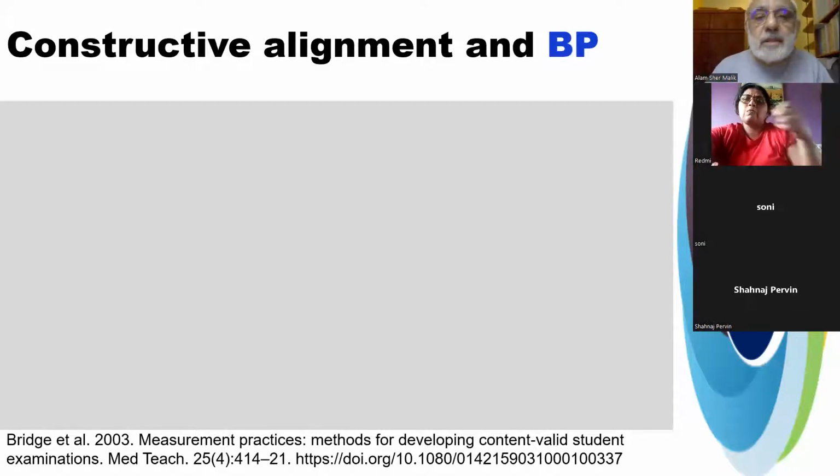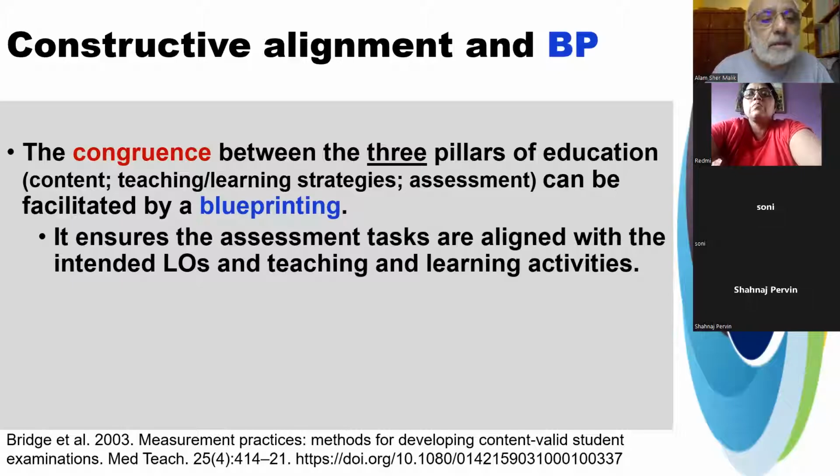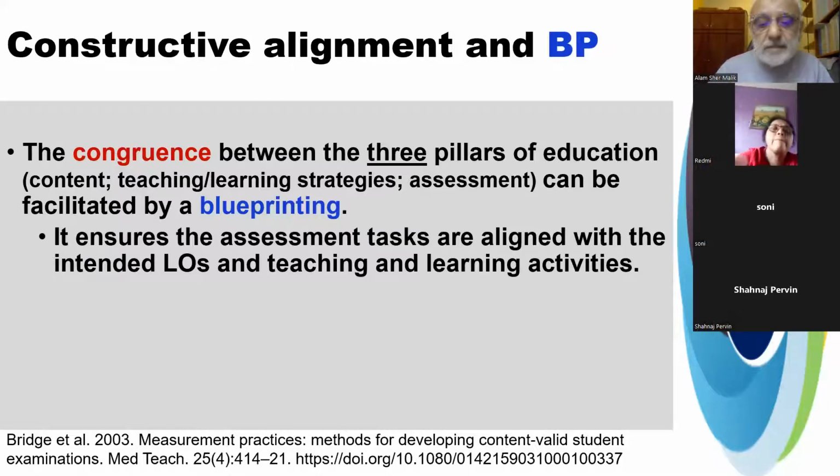The link between constructive alignment and blueprinting: the congruence between the three pillars of education. The three pillars means the content, the teaching learning strategies, and assessment. So the congruence between these three pillars of education can be facilitated by blueprinting. It ensures the assessment tasks are aligned with the intended learning outcomes and teaching learning activities.